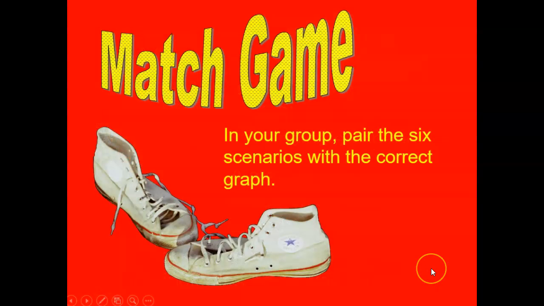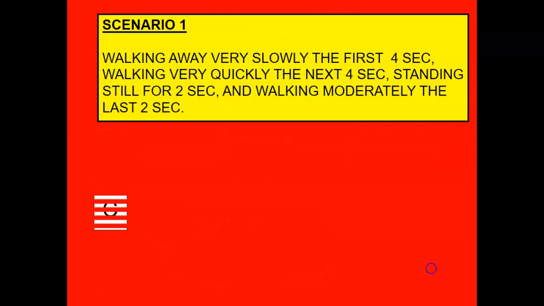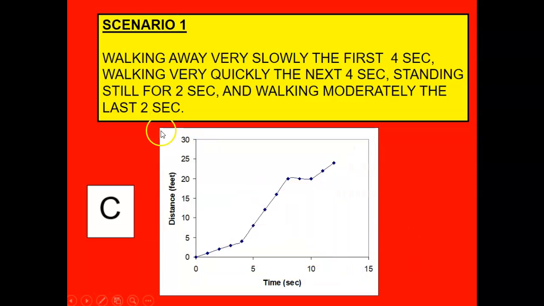All right, so we're not going to be able to play the game as part of distance learning, but I wanted to show you the stories real quick. So in this story, it says we're walking away very slowly for 4 seconds. So here's a really flat line here for 1, 2, 3, 4 seconds. Then we walk very quickly the next 4 seconds. So now we have a steeper slope for 1, 2, 3, 4 seconds. We stand still for 2 seconds. That's the flat part. And then we walk at a moderate or medium speed the last 2 seconds.